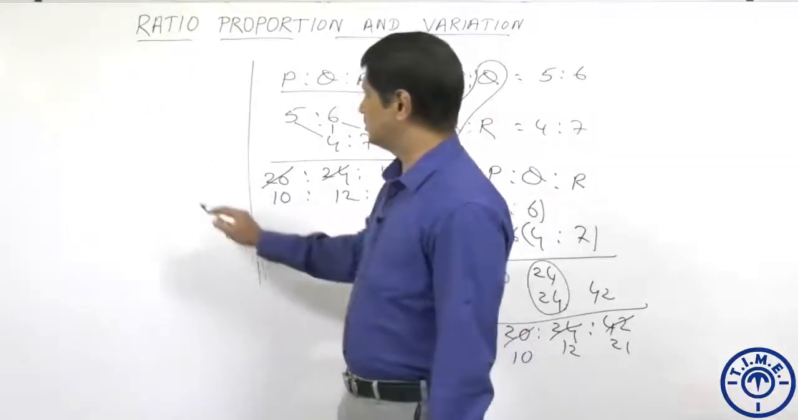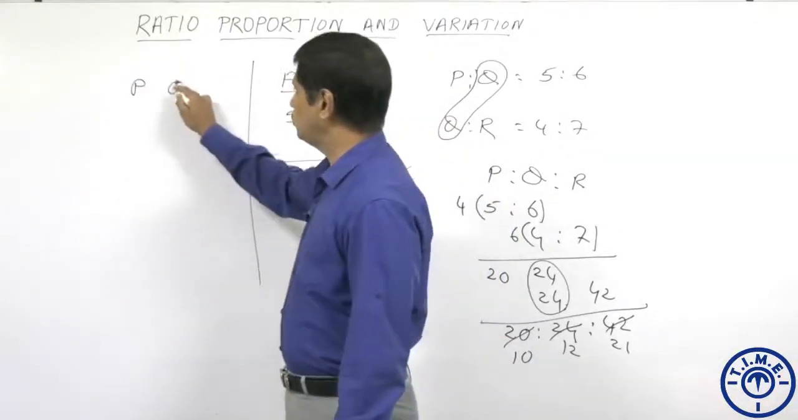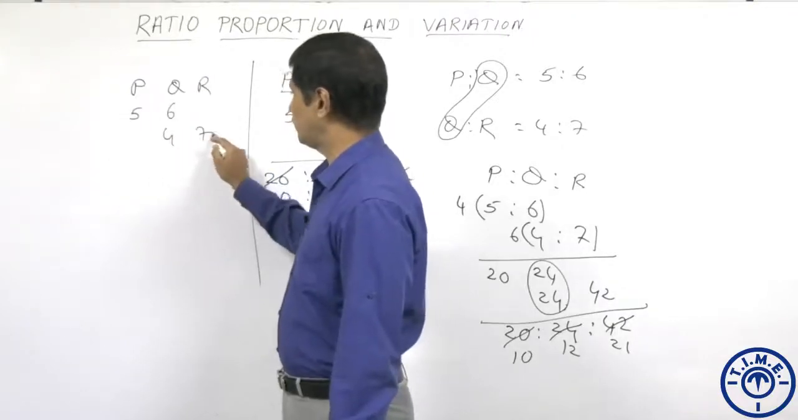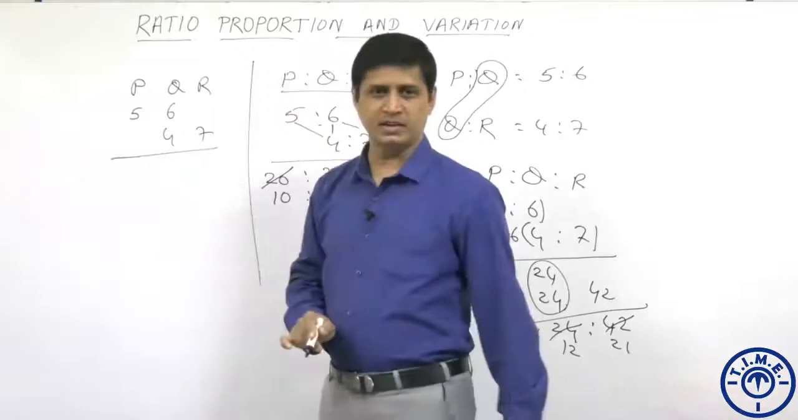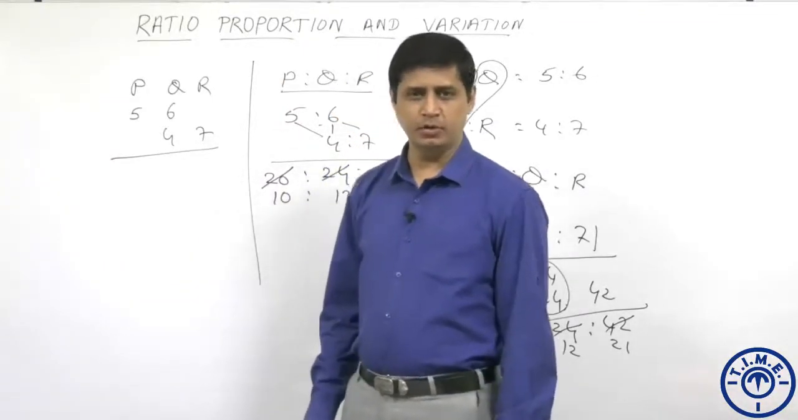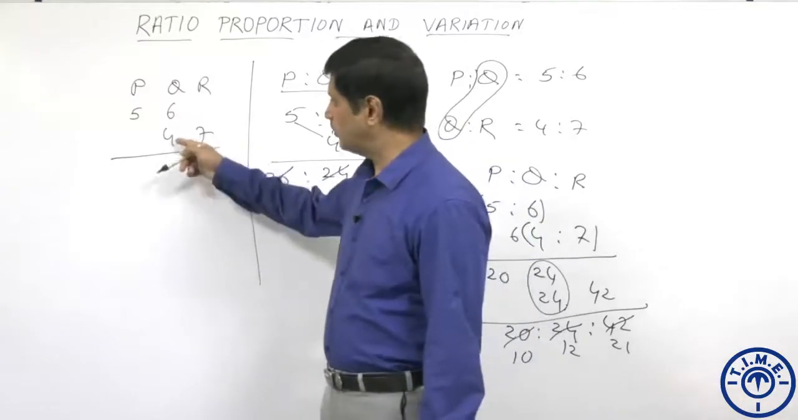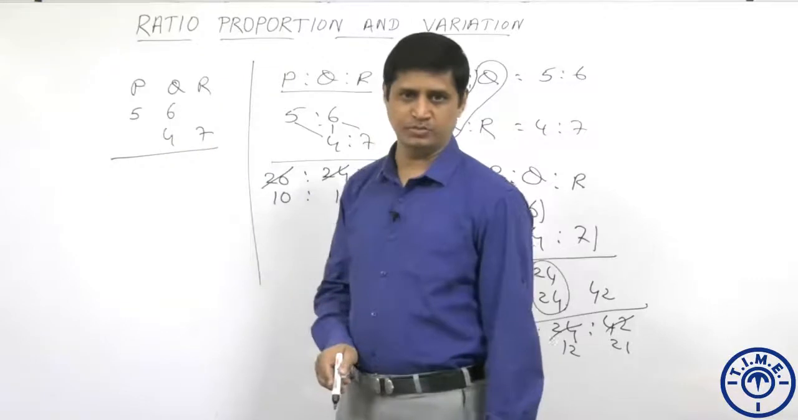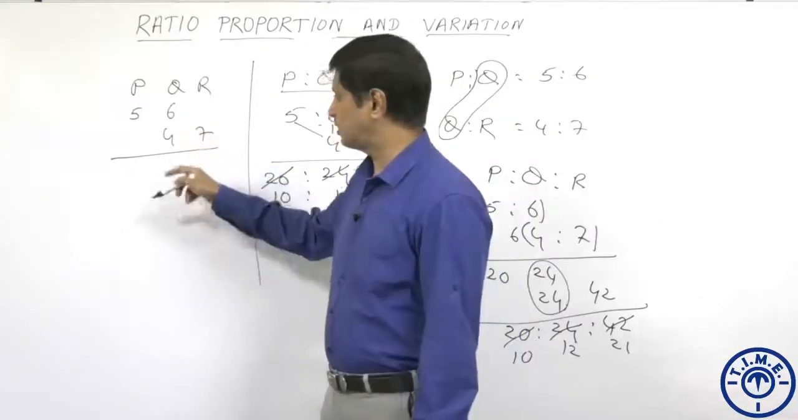Now, look at the third discussion. P, Q, R: 5 is to 6 and 4 is to 7. Now, what is the concept here? By making the values of the common element the same in both the ratios. Now, what is the common element in these two numbers? We need to observe the LCM. Now, what is the LCM of 6 and 4?